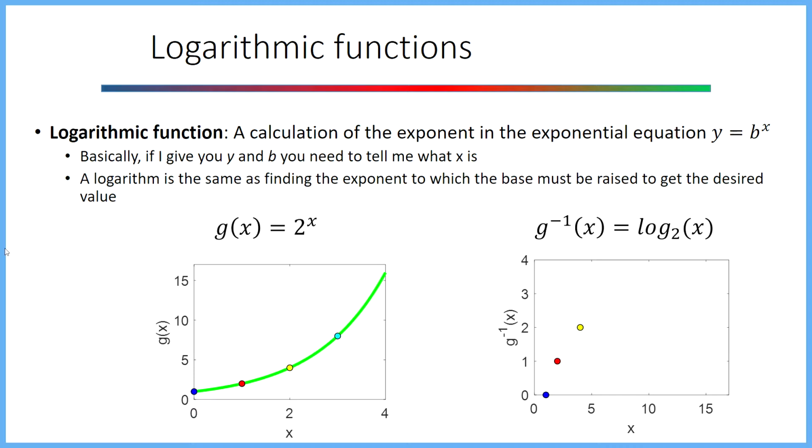If g of 3 equals 8, then g inverse of 8 equals 3. We'll plug in one more set of values. G of 4 equals 2 raised to the 4th power, which is 16. If g of 4 equals 16, then g inverse of 16 equals 4. Okay, that's enough points for us to start to get the shape of the logarithmic function. I'll now fill in the rest of the line.